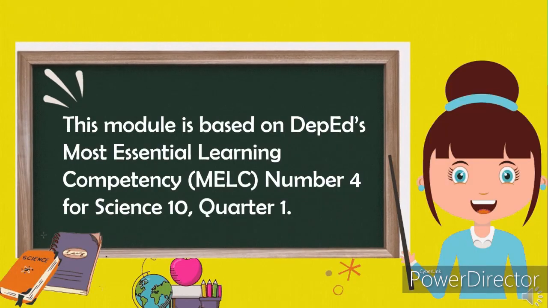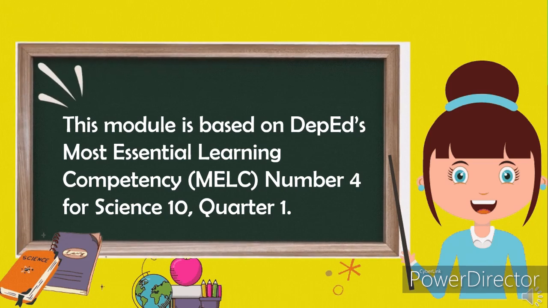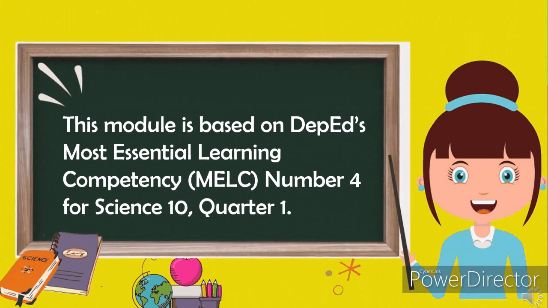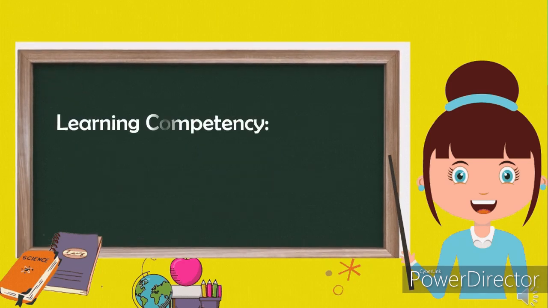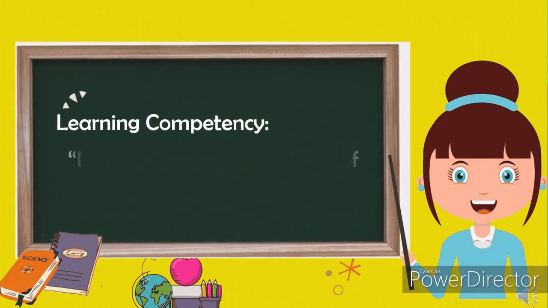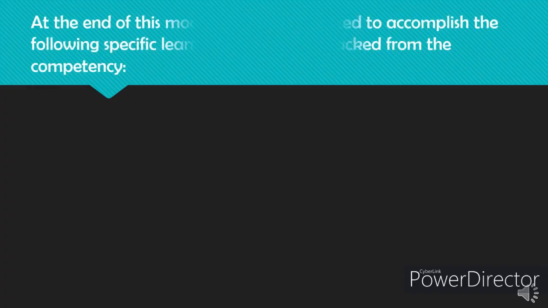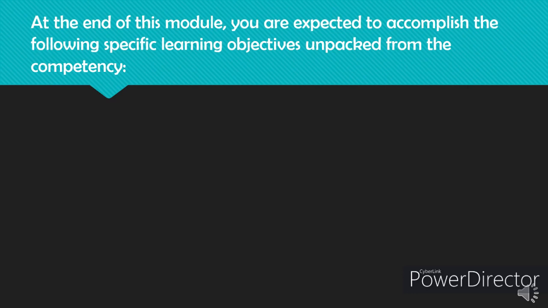This module is based on DepEd's most essential learning competency or the MELC number 4 for Science 10 Quarter 1. Our learning competency is describe the possible causes of plate movement. At the end of this module, you are expected to accomplish the following specific learning objectives unpacked from the competency.